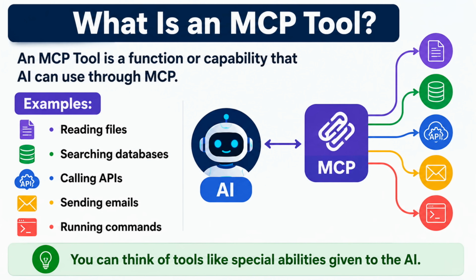What is an MCP tool? An MCP tool is a function or capability that AI can use through MCP. For example, reading files, searching databases, calling APIs, sending emails, running commands. You can think of tools like special abilities given to the AI.